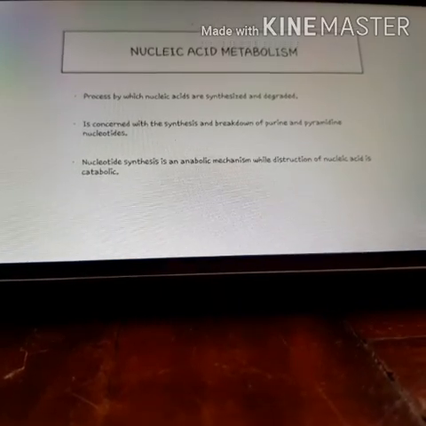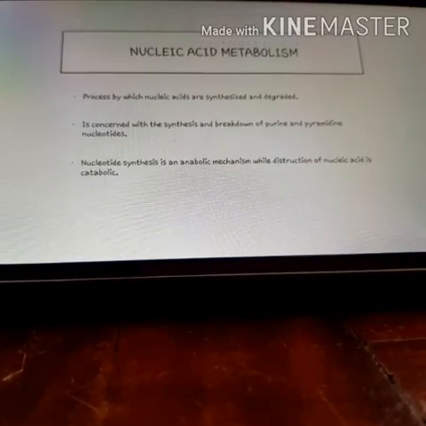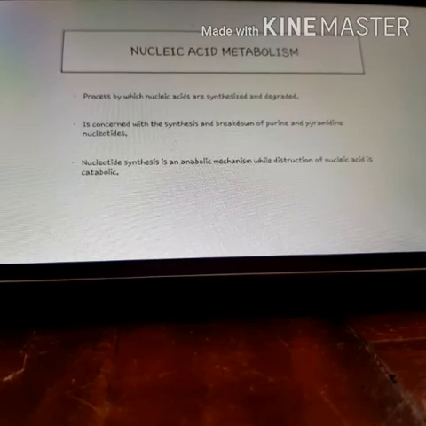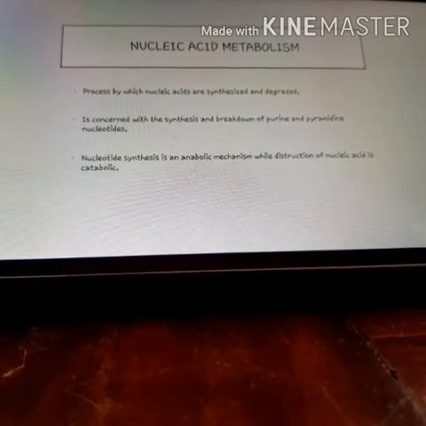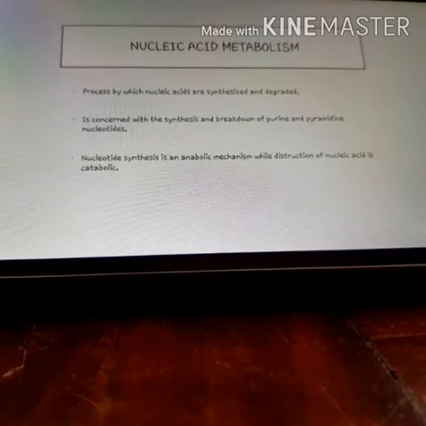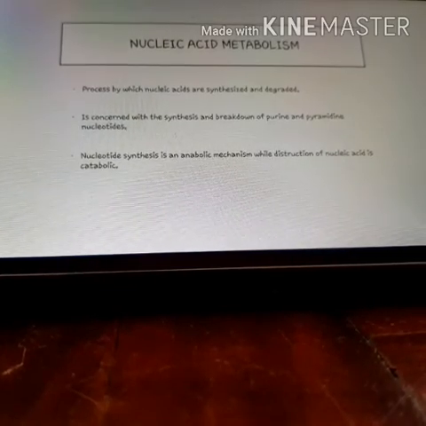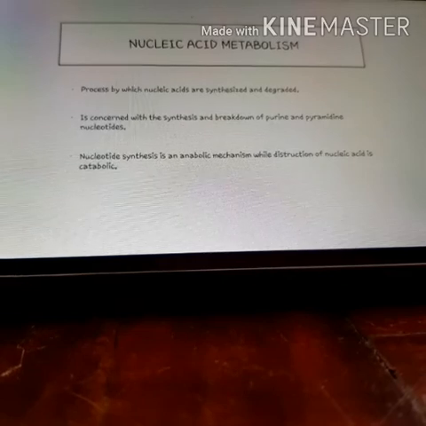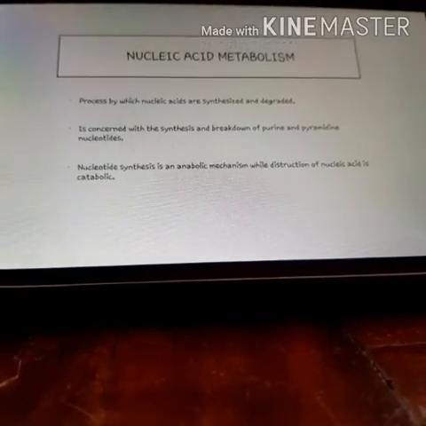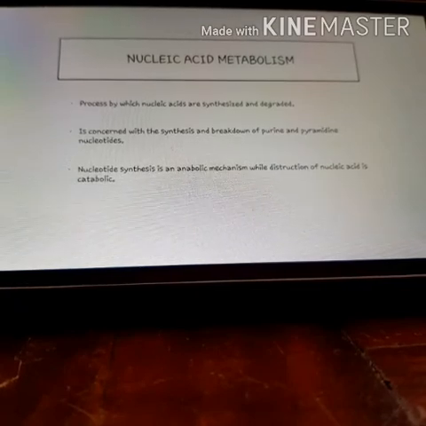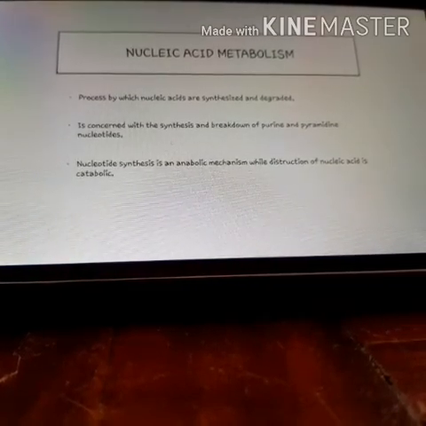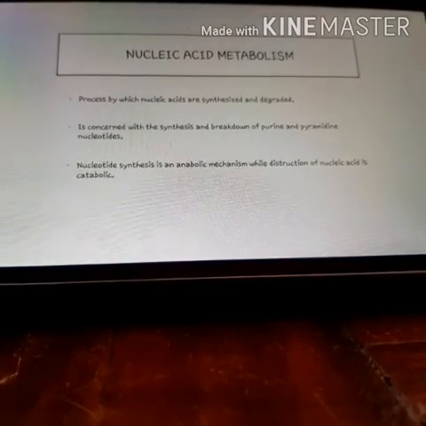So yung mga example nga niyan ay yung combination ng monosaccharides to form polysaccharides. Anabolic siya kasi yung monosaccharides are smaller particles ng polysaccharides. Example din niya ay yung fatty acids to form triglycerides, amino acids to form proteins, at yung sinabi natin, para mabuo ang isang nucleic acid, kailangan natin ng nucleotides.